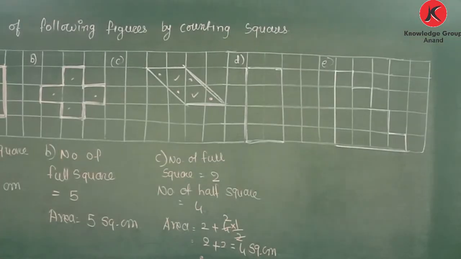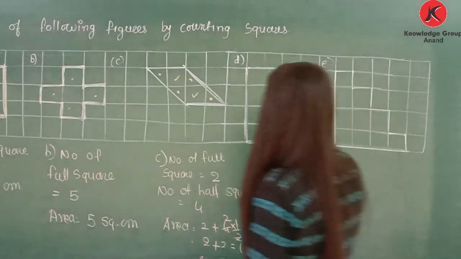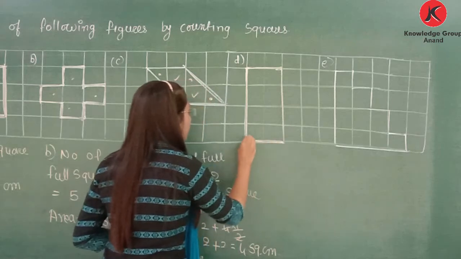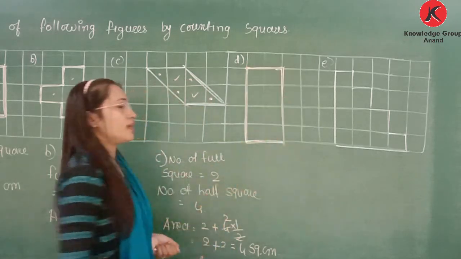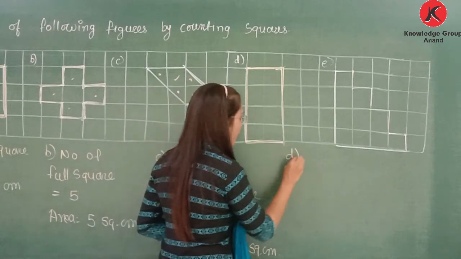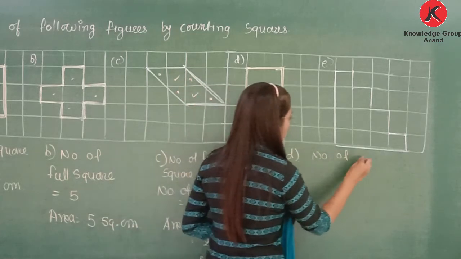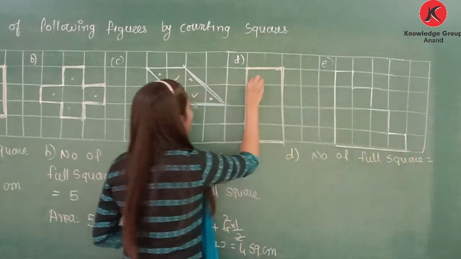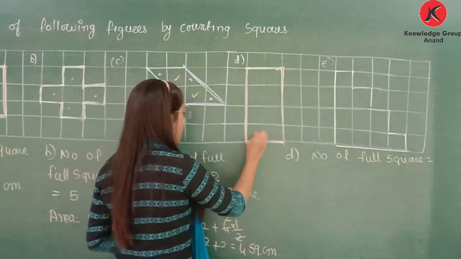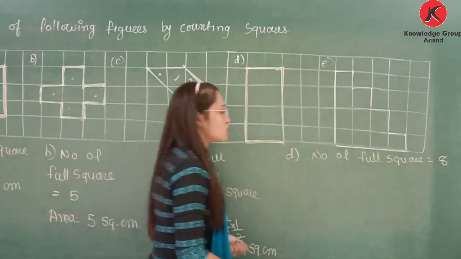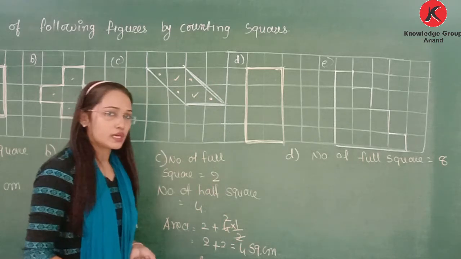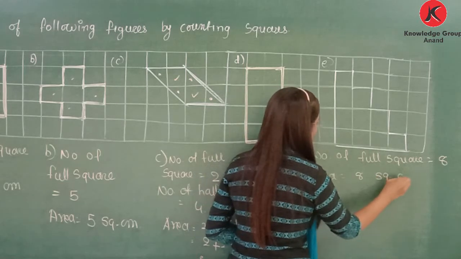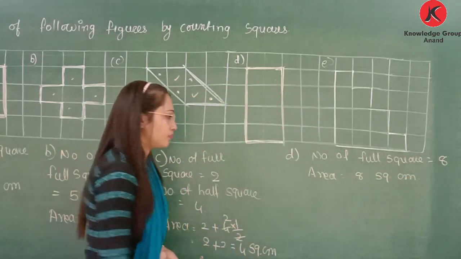Now next, D. So here the object is this one. Now here again we only have full squares. So for D we can write number of full squares, that is 1, 2, 3, 4, 5, 6, 7, 8. Now there is no half square, no more than half, no less than half. That's why area will be 8 square centimeter. Clear?